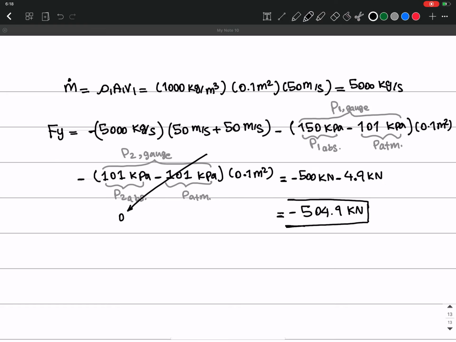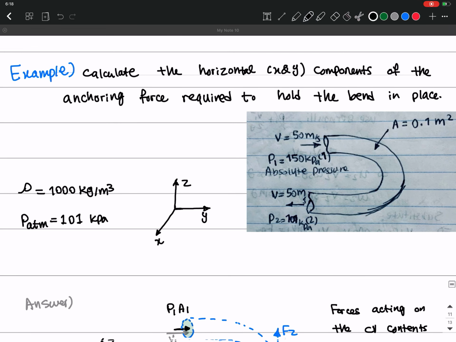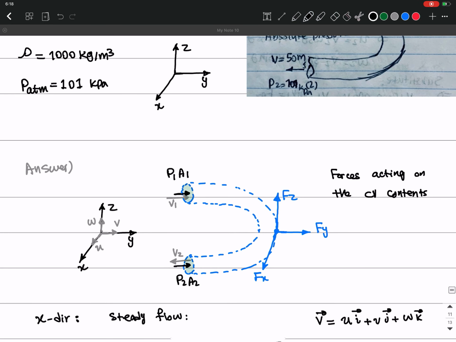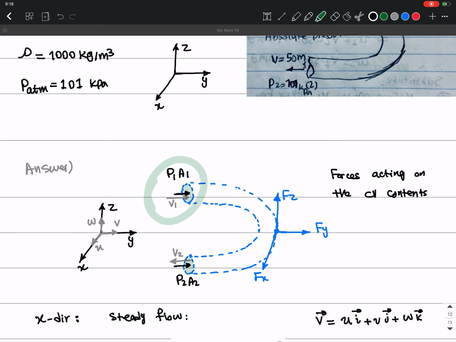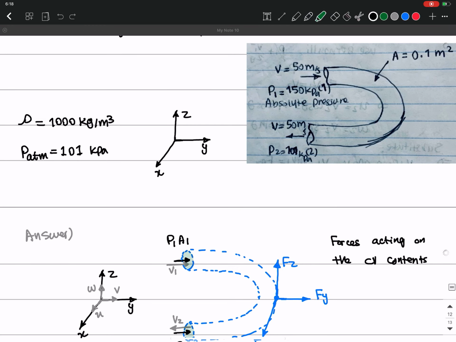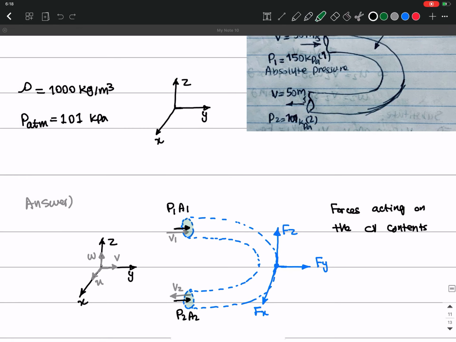So this is the force that is applied to this, that is required to hold the band in place, right? So in other words, this pressure, which is higher than the atmospheric pressure, is going to give me a force in this direction, right?